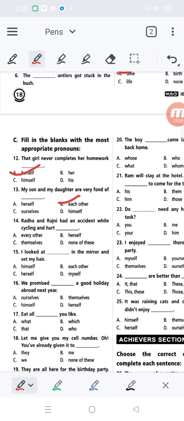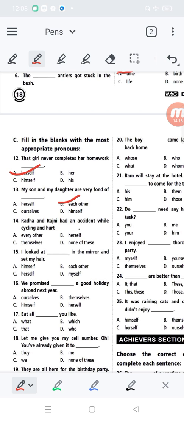It distributes something, interest, anything, any care, love. So this is called the distributive pronoun.